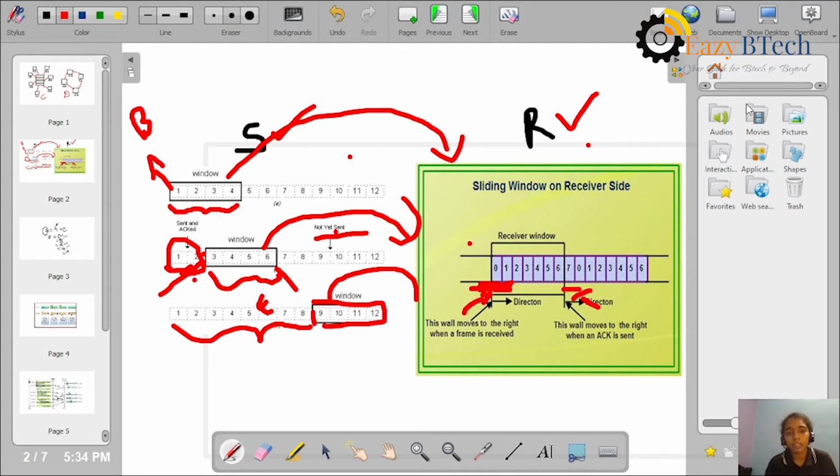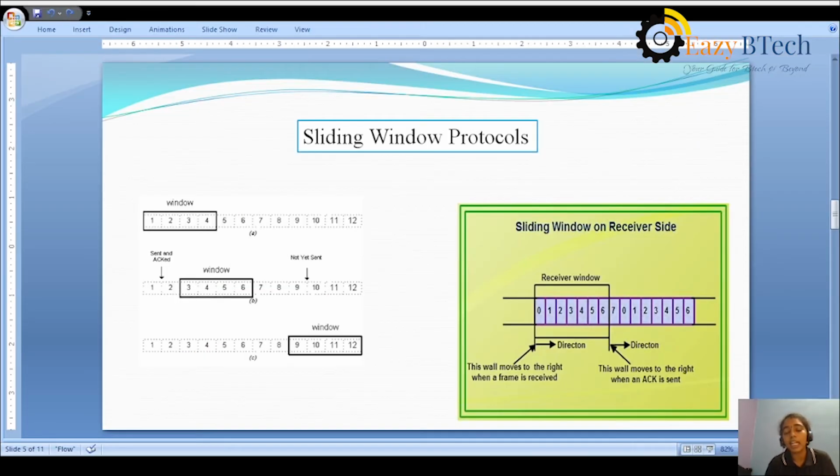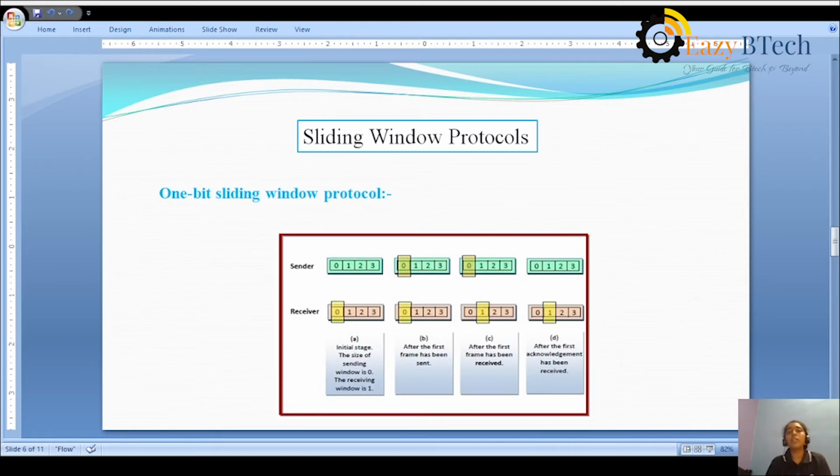Next, in the sliding window protocols we also have different types. One bit sliding window protocol means we are sending only one frame at a time. I will show an example also, so you will get a clear idea.